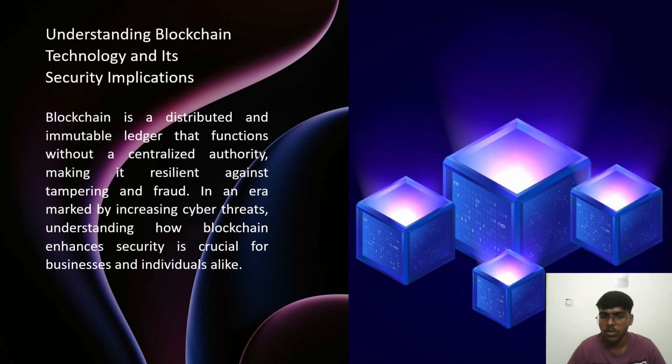Distributed means it's not stored in one place but across thousands of computers. Immutable means once you write something, it cannot be erased or altered. This design itself brings security. Why? Because if a hacker tries to change data on one computer, the other thousands of computers will reject it since their copies don't match.